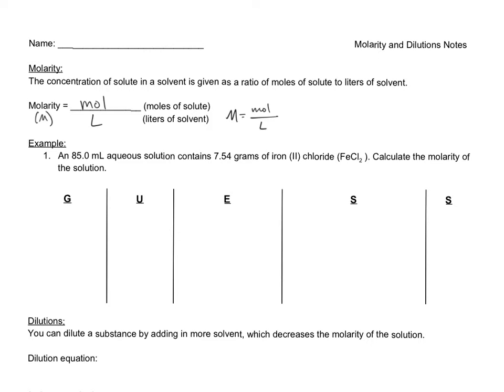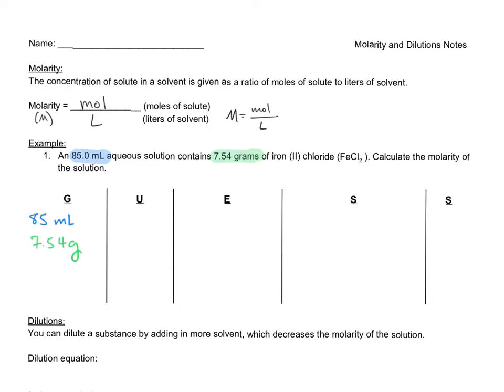All right, so we're going to do this problem using the guess method, just like we've been working problems in the past. So for this guess method question, we are looking at molarity. So we need to see what our given information is. If you read through the question, the first number you see is 85 milliliters. So we're going to write that down as a given. That's 85 milliliters. And we also have grams over here. There we go. We got 7.54 grams.